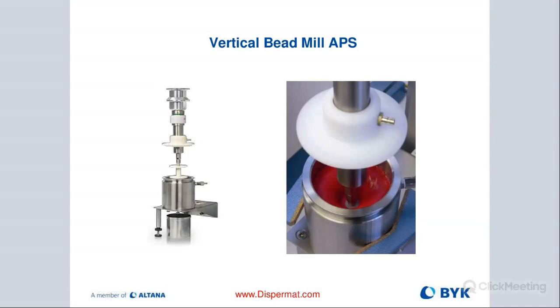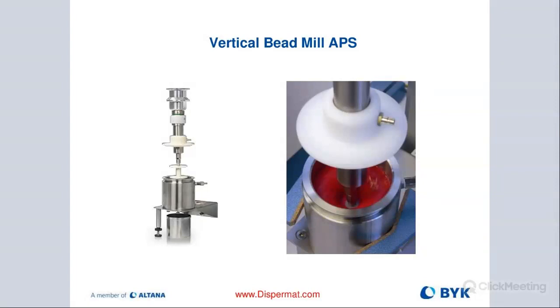Vertical bead mill, APS, that's really for smaller volumes. That's a lab scale model right here that, again, would fit up onto our Dispermat. Here is our milling disc. We have a cover. We have a container that is separated with the screen on the bottom and a drain plug. And then we have a container below. It sits on a stand.